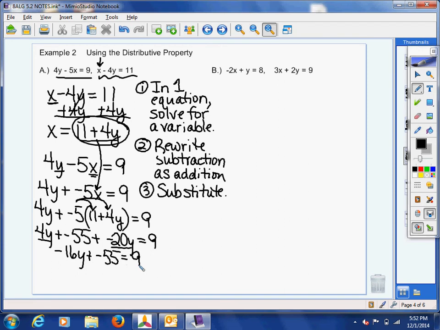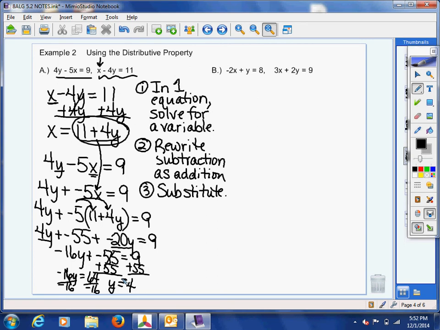Okay, looking great. Now keep going. We're going to solve and we're going to add 55 to each side because we're really trying to figure out what y is equal to. And now I have -16y is equal to, looks like 64. And then divide each side by -16. And you will get that y equals -4. Okay?